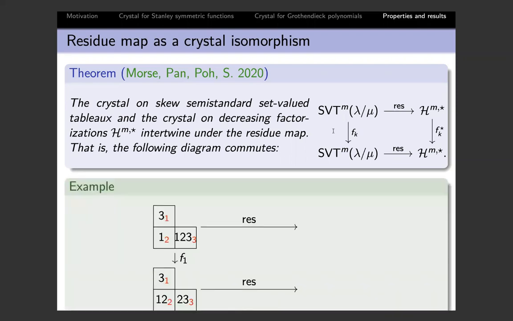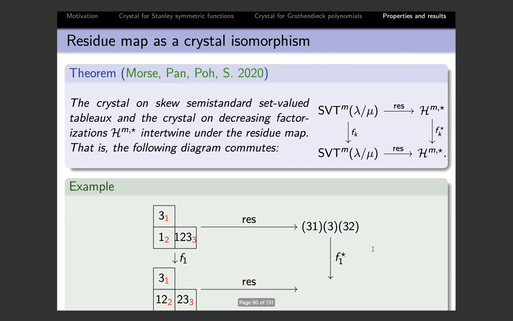So here's an example. If you look at this particular set value tableau, then in red, I've given you the residues. I've also given you below what the Monical, Pechenik, Scrimshaw crystal operators would do. So under the residue map, this would be mapped to this factorization, right? The 3-1, for example, comes from the fact that we have a 3 with residue 3 and a 3 with residue 1. So that gives us this factor. And similarly, there's a 2 with residue 3, so that's why we get this factor with a 3. And then finally, we have a 1 with residue 3 and a 1 with residue 2. So that gives us this factor.